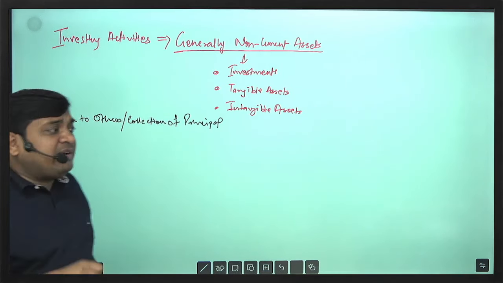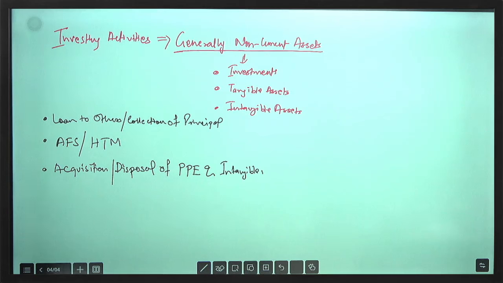Purchase and sale of AFS and held till maturity. Acquisition and disposal of property, plant and equipment and intangibles.